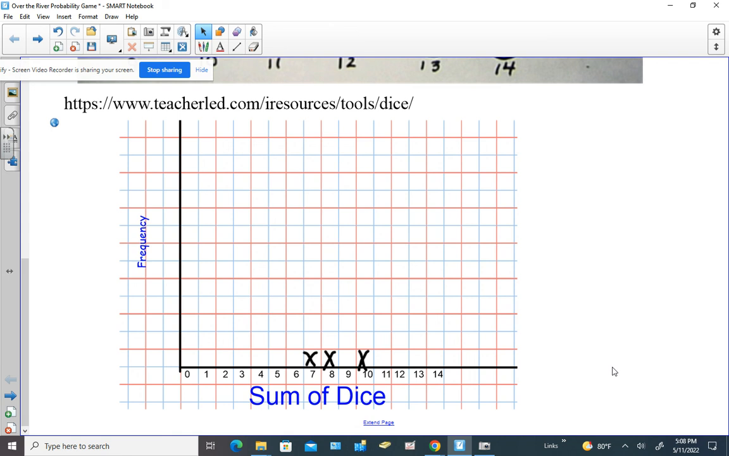All right, so again, what is this called? It's called Over the River, and what data display did we create? It's called a dot plot.